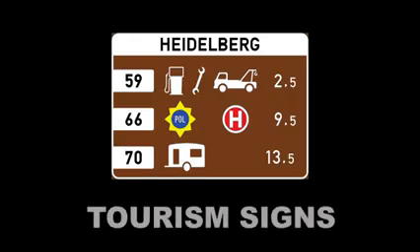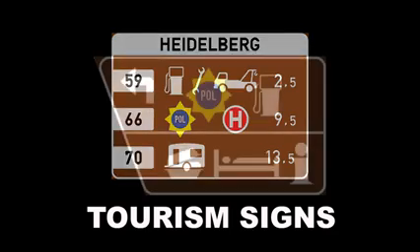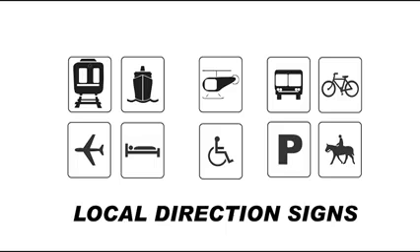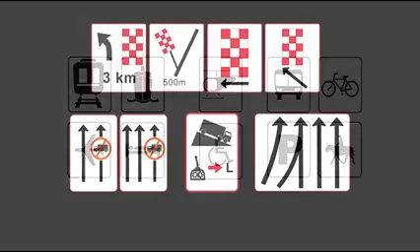Tourism signs. Tourism signs have a brown background. They will indicate different tourist areas as well as the distance and when one has to turn off to a specific area. Local direction signs. These signs have a white background. They will inform you of different local places such as markets and local places of interest.